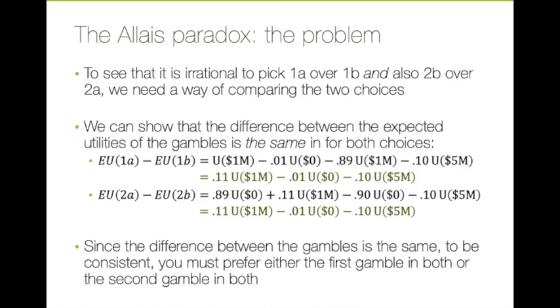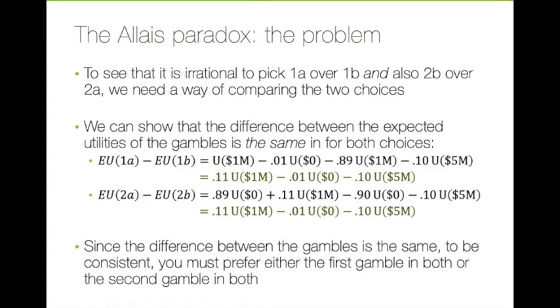What turns out to be the case is that the difference in utility between the gambles is exactly the same for both decisions. So if you look at those green formulas, they're exactly the same. Since the difference between the gambles is the same, to be consistent, you have to either prefer the first gamble in both or prefer the second gamble in both. So while people do choose 1A over 1B and 2B over 2A, those preferences are irrational. As we've just shown, they violate the principle that tells us to maximize expected utility.